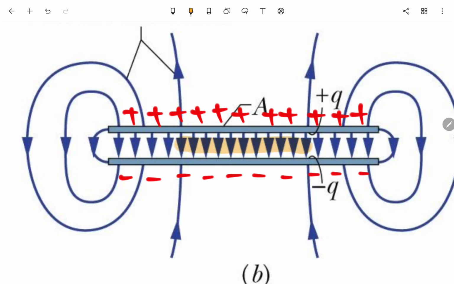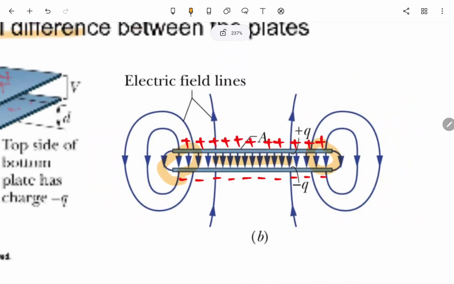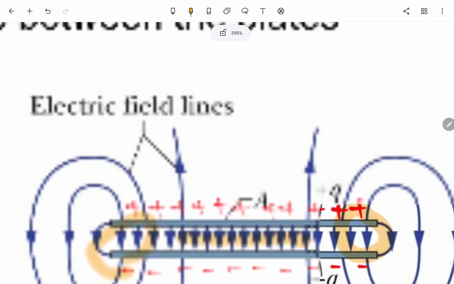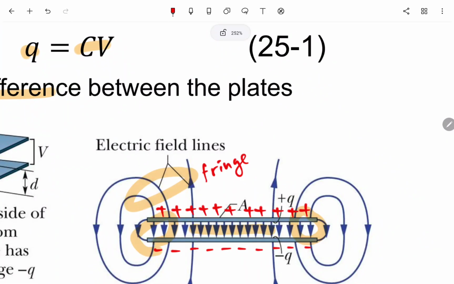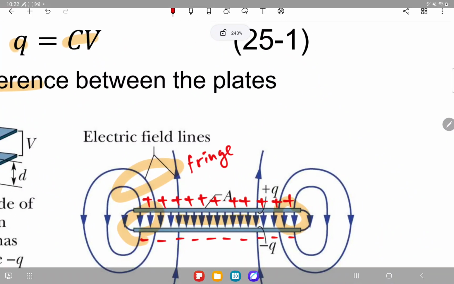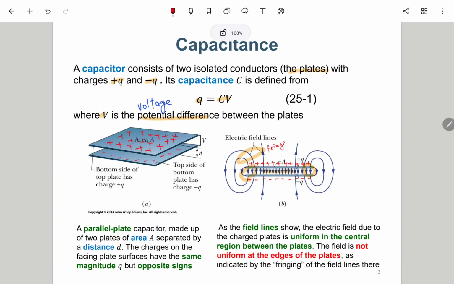at least close to the center. If it is near the edge, it tends to be a bit weaker. And there will also be some fringe electric field lines outside, but relatively weak.